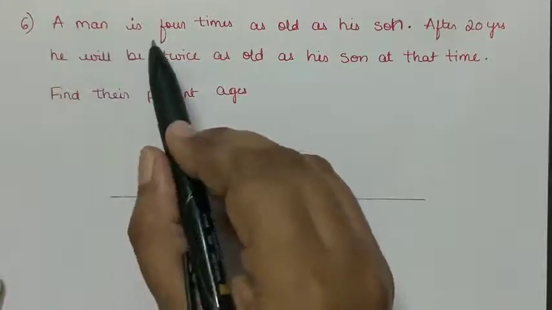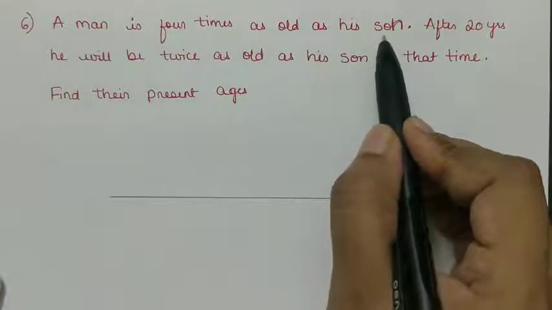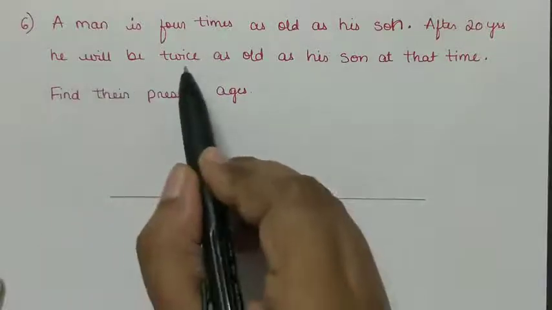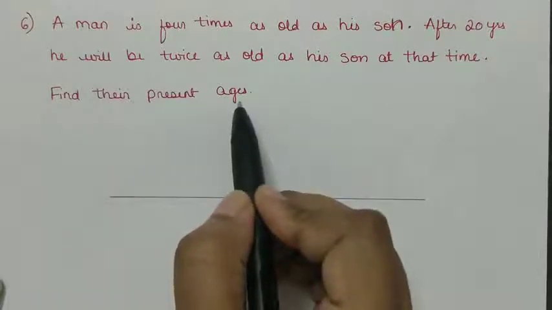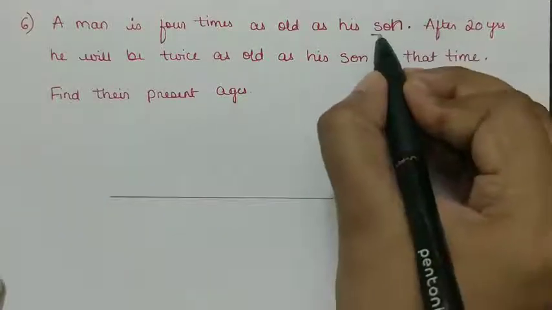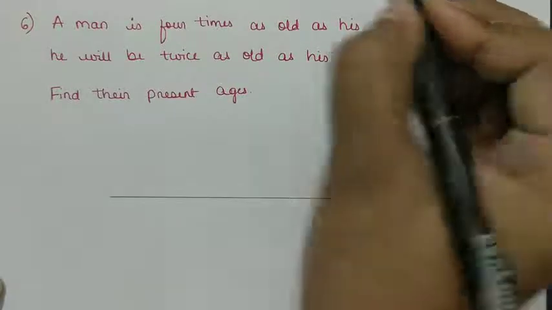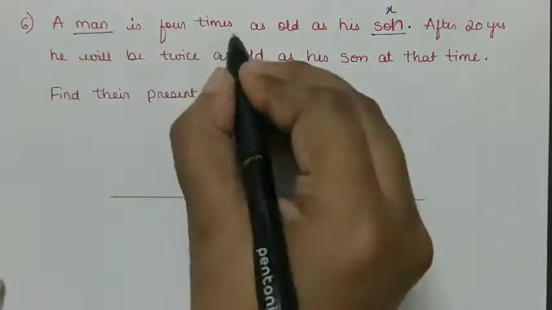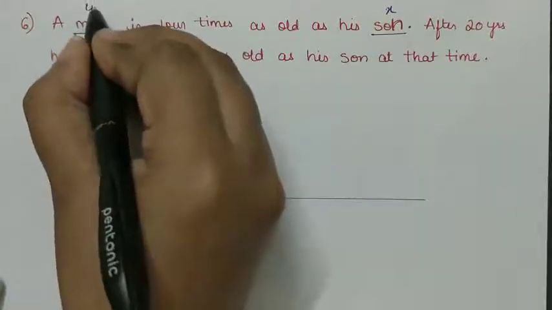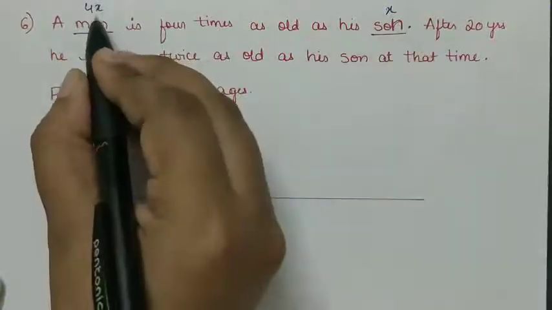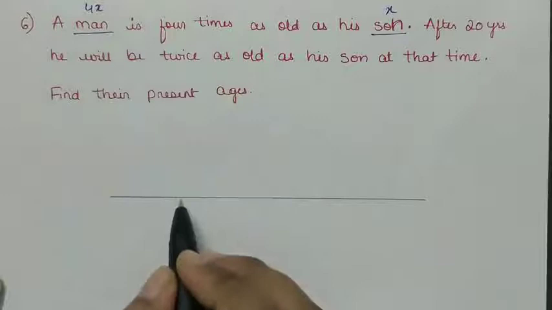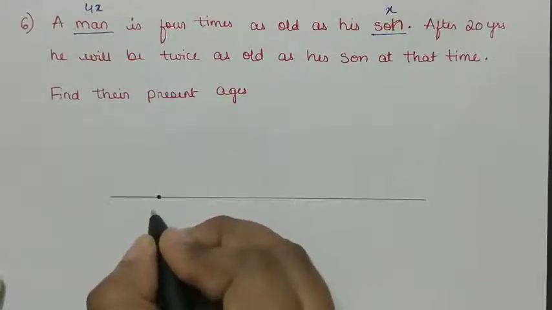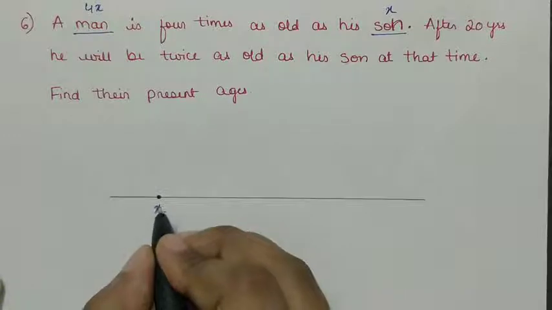Sixth one, a man is 4 times as old as his son. After 20 years, he will be twice as old as his son at that time. Find their present ages. Let the present age of the son be x. Then the present age of the man will be 4 times his son. That means 4x. We have to find out x and 4x. Let us mark the present age of son and man on the number line. The present age of the son is x. Then the present age of the man, 4x, will be somewhere here.